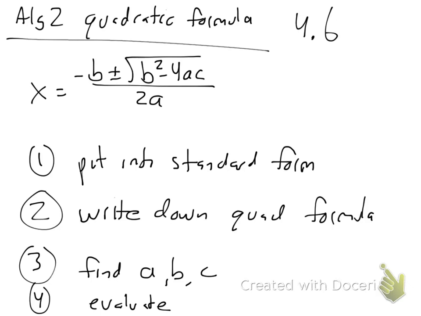So, I've got a couple steps here for using the quadratic formula. Number one, I want to always put things into standard form. Make sure you're in y equals ax squared plus bx plus c so that you can easily find, in step 3, a, b, and c. So step 2, it's a formula. Always write it down. Write it down, write it down, write it down. So you write it down in step 2, you find a, b, and c in your ax squared plus bx plus c. Find a, b, and c, because then all you have to do is fill it in. Plug it in, evaluate. Use order of operations, and you are golden.